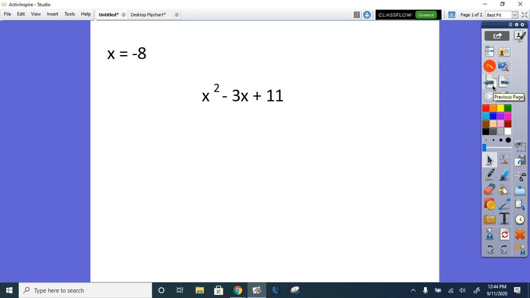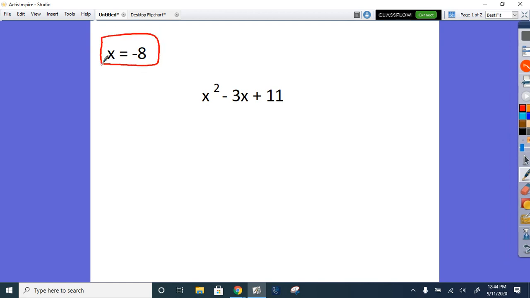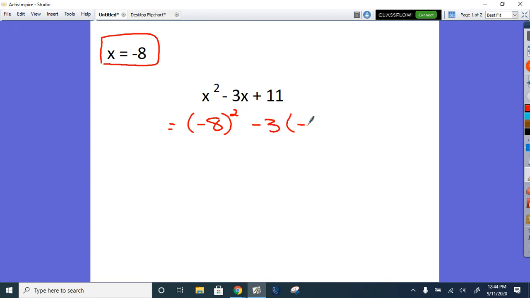Today we're going to talk about evaluating expressions when we have any type of variable expression here. So first thing I want to do is make sure that I have a set number of variables in here, and I actually am told that x in this case is equal to -8. So every time I see an x, I'm going to replace that x value with the number -8. So I'm going to substitute in, and the way I substitute is I use parentheses. So this will then become (-8) squared minus 3 times (-8), and then plus 11.